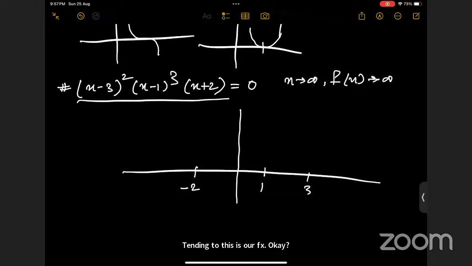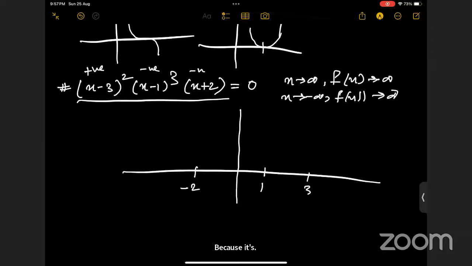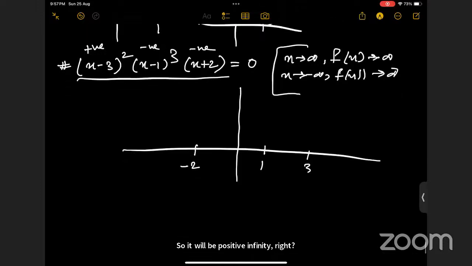So if x tends to minus infinity, what can we say about f of x? Minus infinity? Why? It will be plus infinity, right? Because the factors are negative, and negative, and negative, so the product will be positive infinity, right? So this is the end behavior.